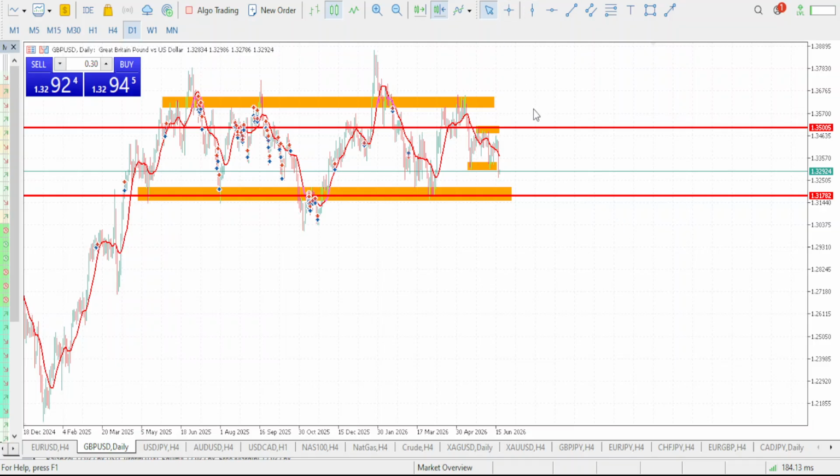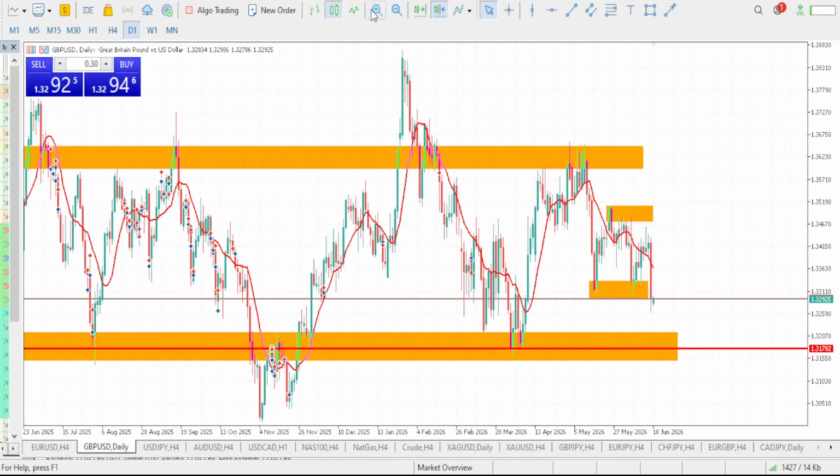So within this ranging market move, we have the major ranging market move and we have the minor ranging market move. So basically, we have the major resistance and major support zone, and we also have the minor resistance and the minor support zone. Now let's zoom it in right here, guys.